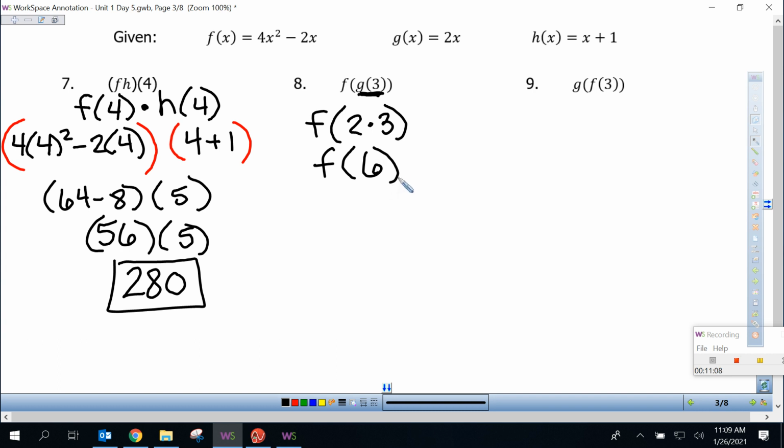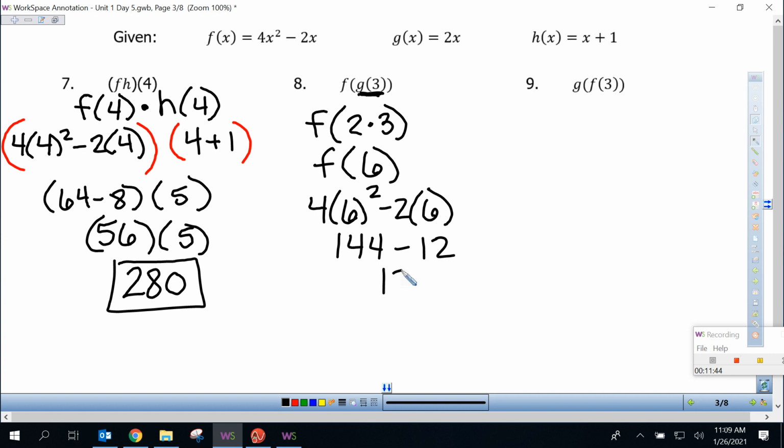So now I go to f's equation, and what do I substitute in for both of these x's? 6. And we do 4 times 6 squared minus 2 times 6. 6 squared, 36, and 4 times 36 is 144, minus 12, and 144 minus 12 is 132.